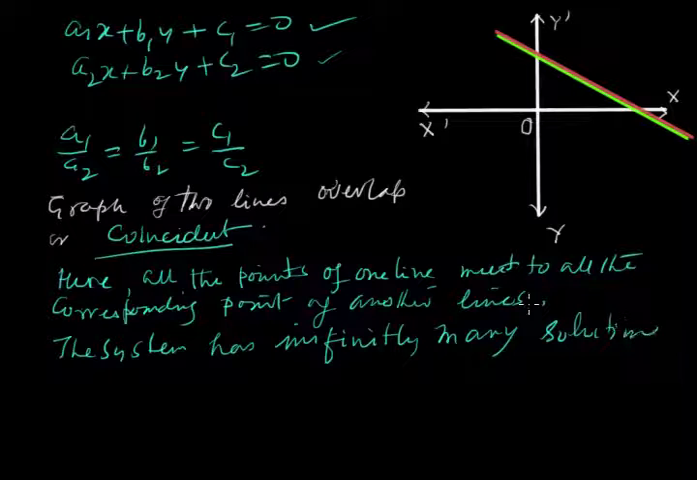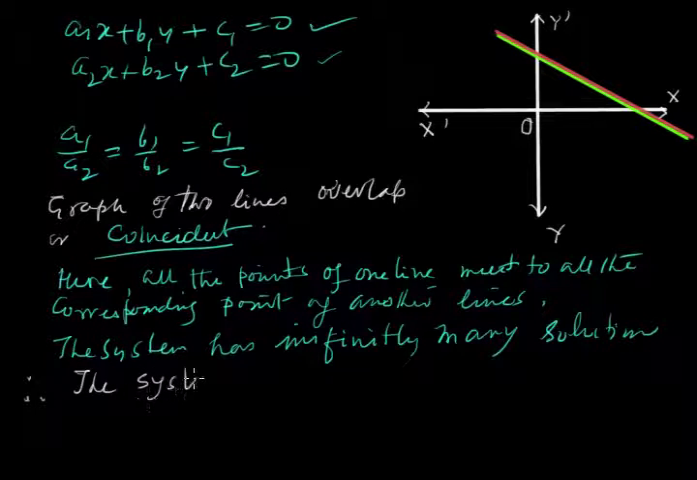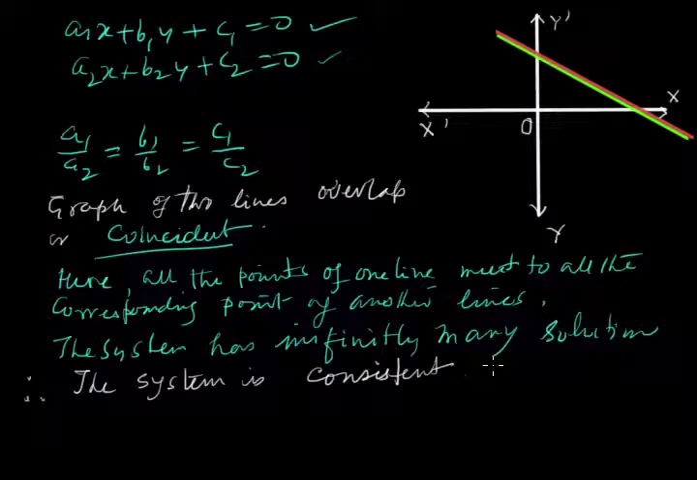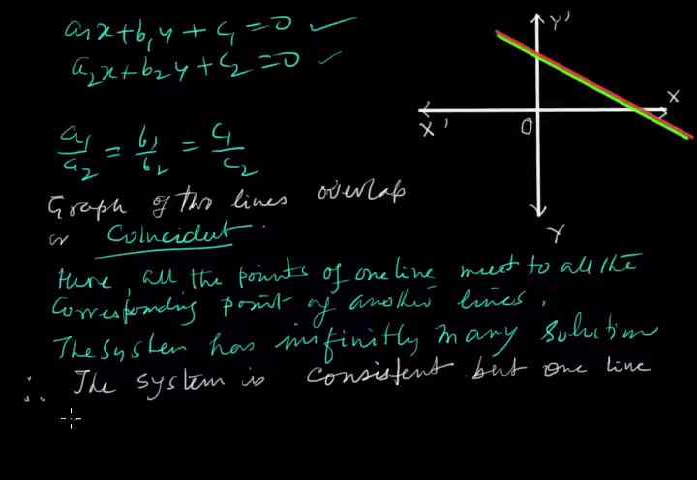Since at least one solution exists, the system is consistent. But one line is dependent on the other.